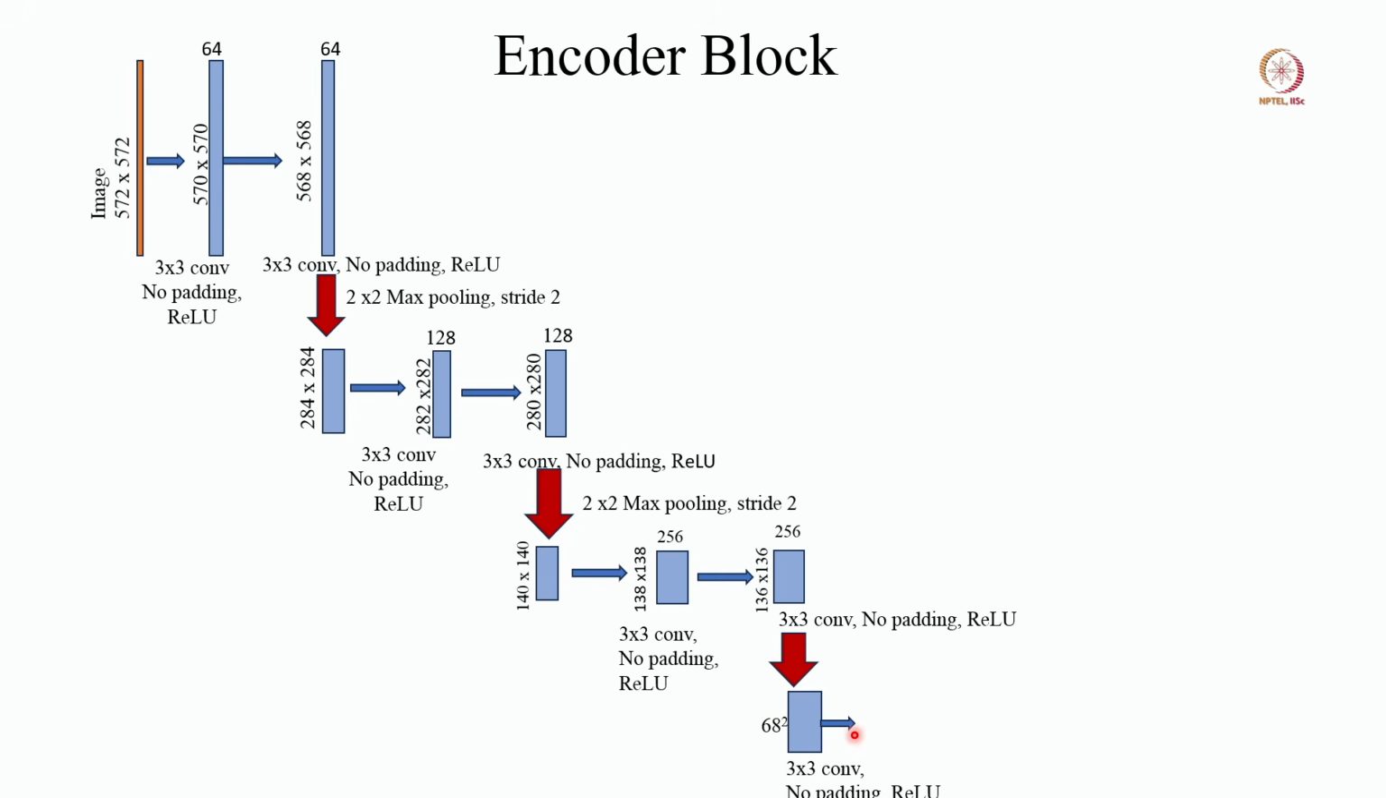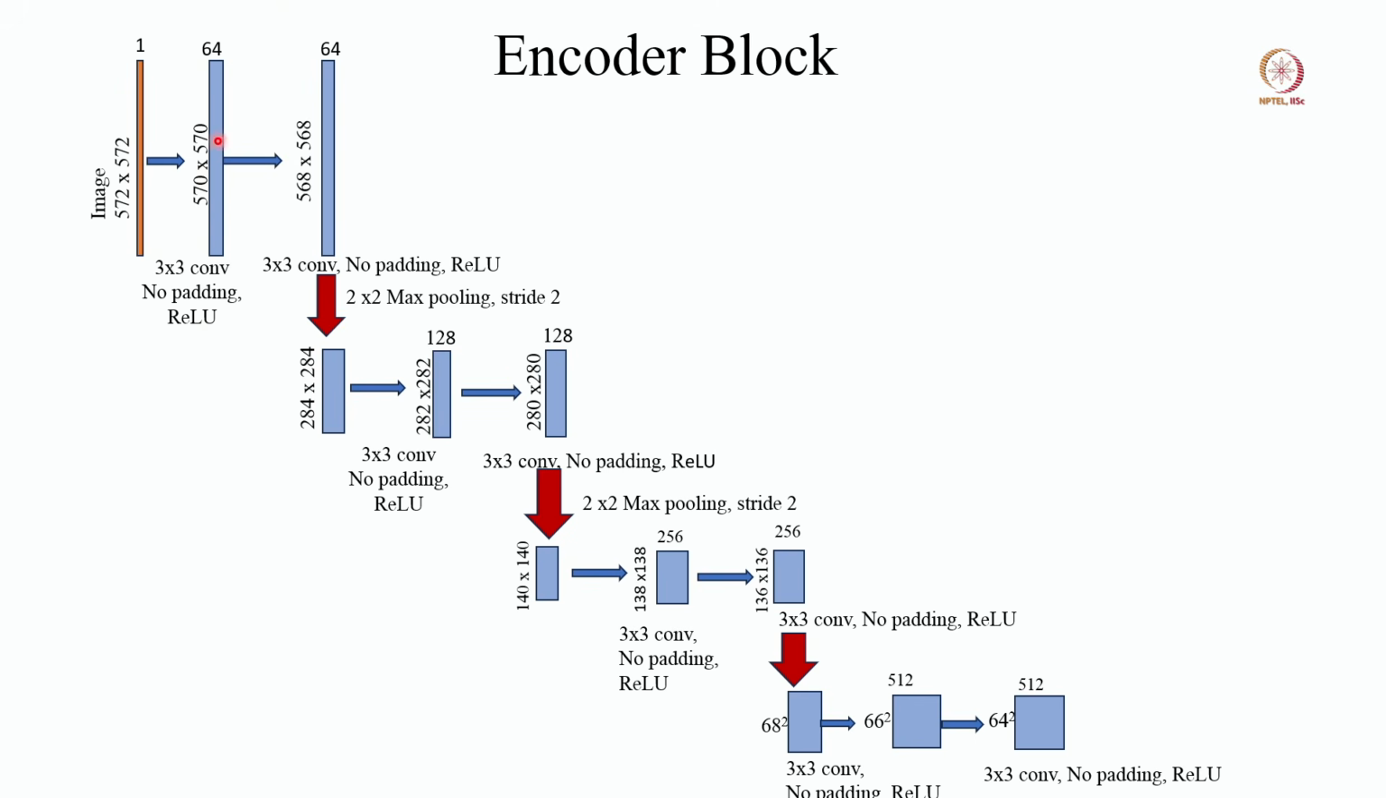Again a 3 cross 3 convolution, no padding, ReLU is applied, and we have here double the number of filters that were in the last convolution layer, which is 512, double of 256, and here the spatial dimensions are 66 cross 66. Again it passes through a 3 cross 3 convolution, no padding, ReLU of 512 filters, and the output size is 64 cross 64. So this is the entire encoder block.